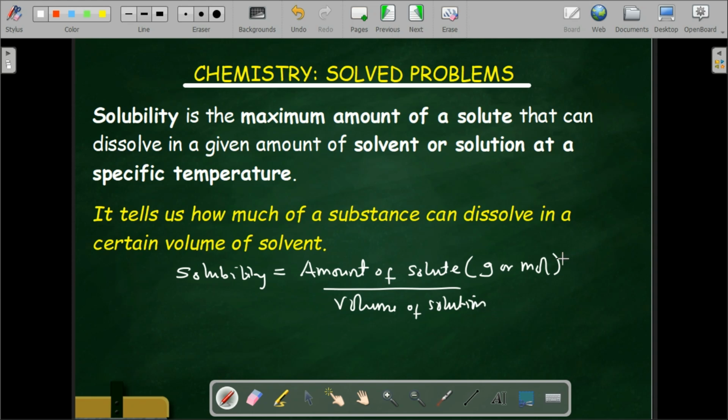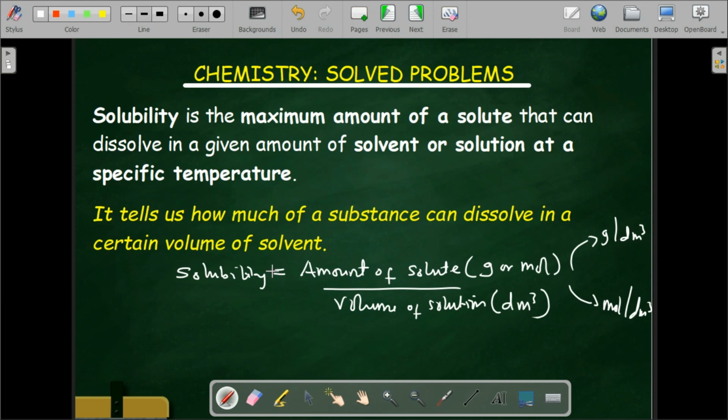So solubility could be calculated in gram per volume, let's say volume in dm cube. So solubility could be calculated in gram per dm cube and also in mole per dm cube. So solubility could have a unit of gram per dm cube, or it could also have a unit of moles per dm cube of solution. So that is the basic idea around solubility.